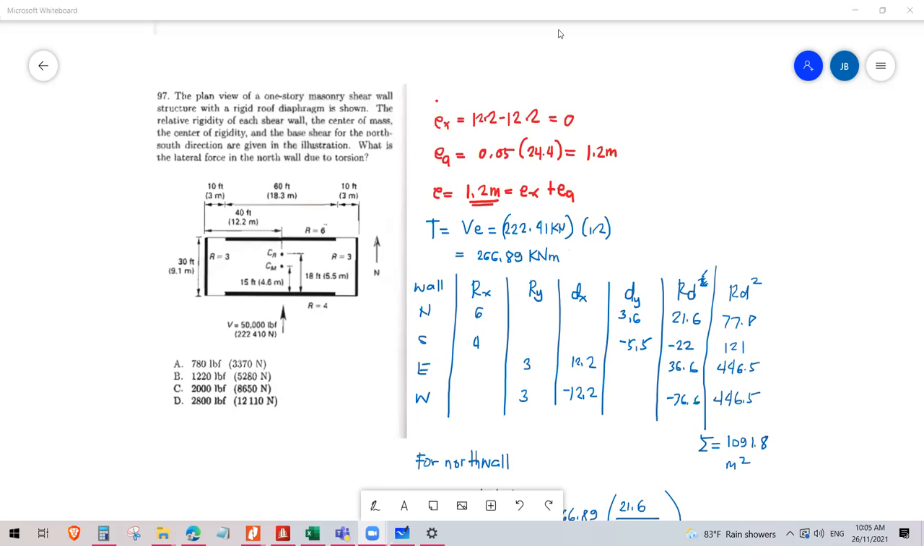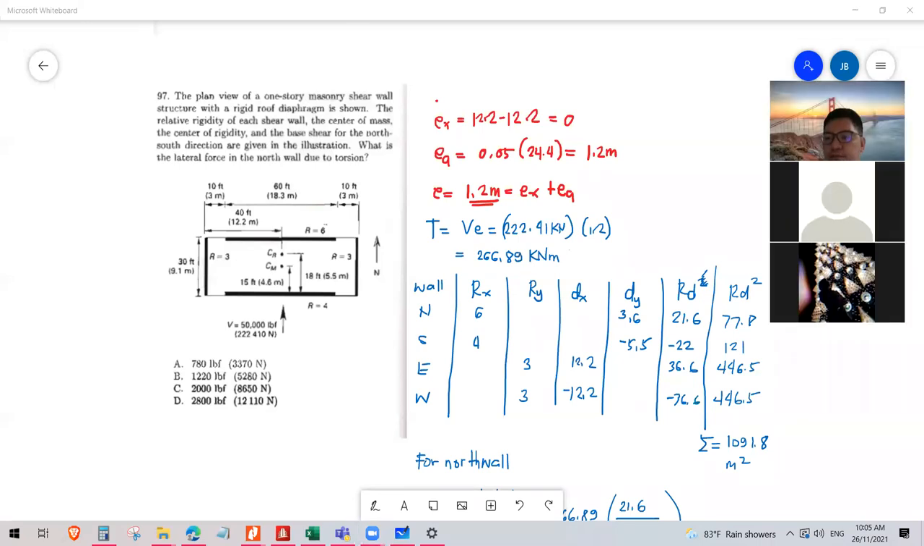Wait lang. Share my... Ay, wala pala akong ano. Wala akong background.